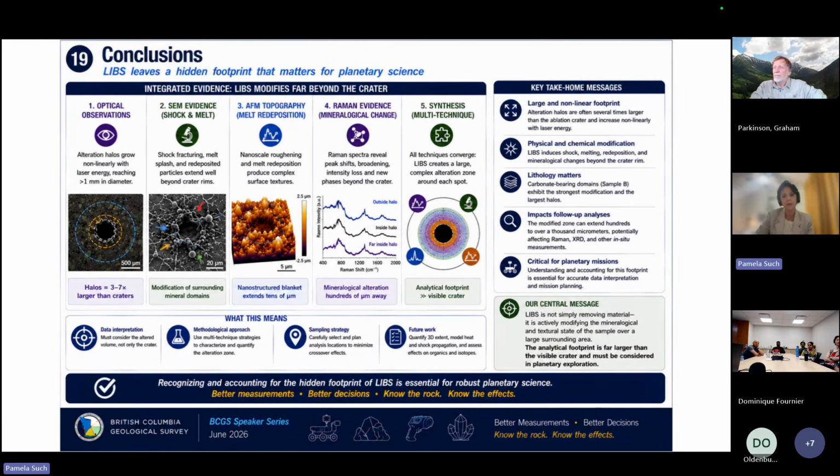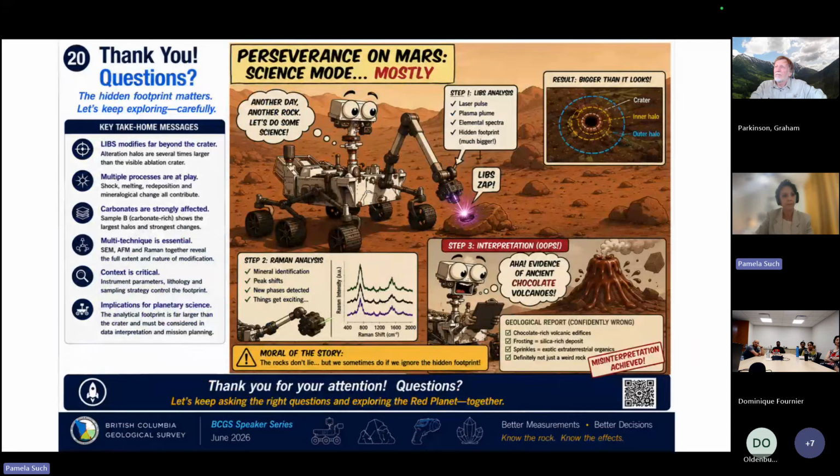Recognizing and accounting for the hidden footprint of LIBS is essential for robust planetary science and also for on-Earth mining exploration. LIBS modifies the sample far beyond the crater. Multiple processes are at play. In our case, shock, melting, redeposition, and mineralogical change all contribute when we analyze the samples after LIBS.